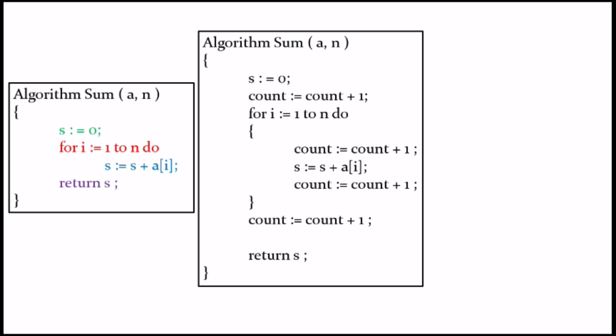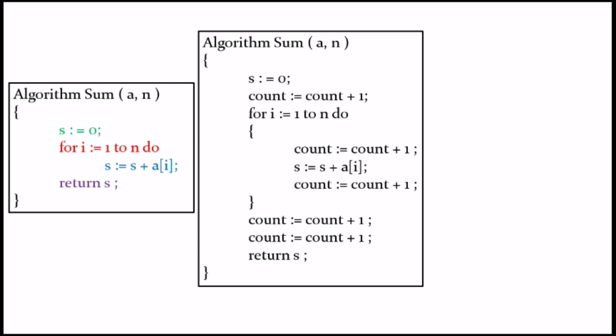So for that again we have to increment count by 1. And finally, for the return statement, we are executing the return statement one time. So for that also count plus 1 has to be included. So the same algorithm we have written in a different way to calculate the number of steps.